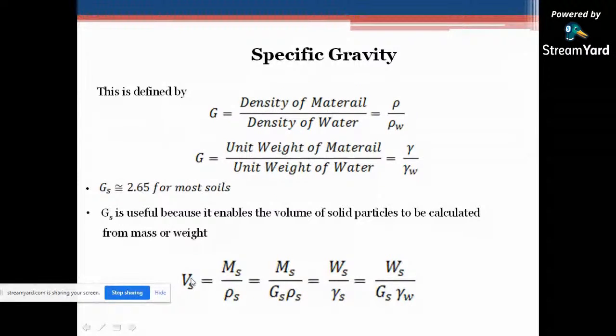So what will be Vs? Here Gs is required. Vs is Ms upon rho s, mass of soil solids upon density of soil solids, which is given by mass of soil solids upon Gs into rho W, which is given by M upon G rho W, and M upon rho gives W upon gamma, where Ws upon Gs into gamma W, where gamma W is the unit weight of water.